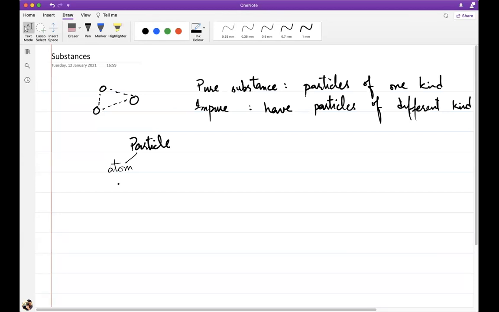But then the question comes up, why not a proton? Why isn't that a particle? Or why not an electron on its own? Isn't that a particle? Thing is, it is, but an electron on its own won't make a substance. A proton on its own won't make a substance. Substance is basically what we call element, compound, and mixture.